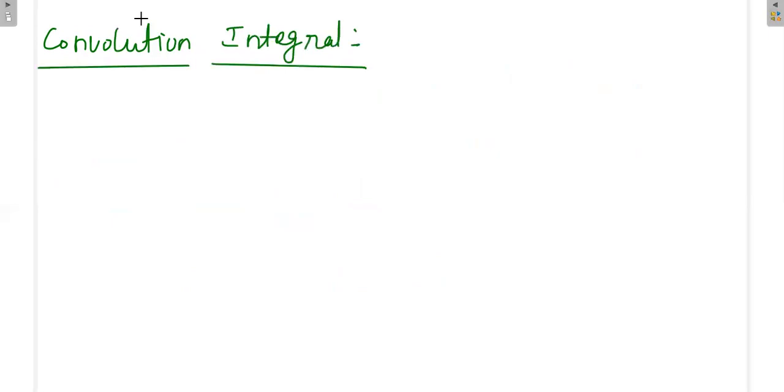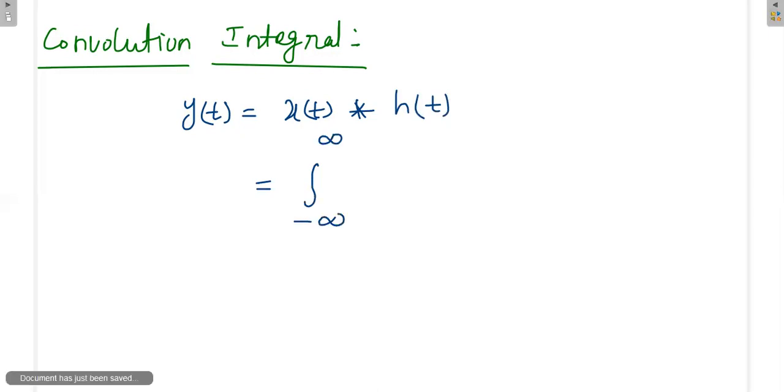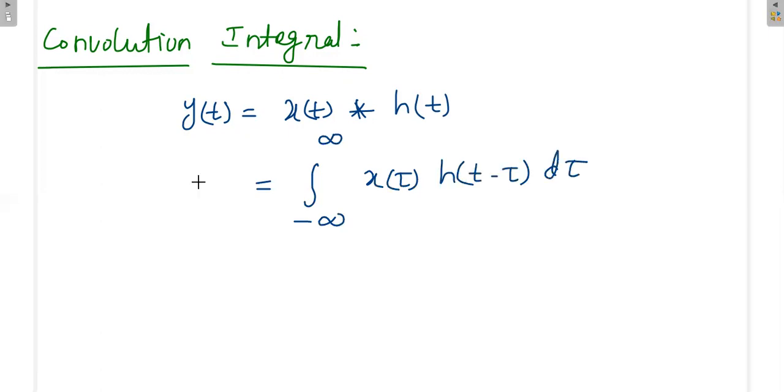Okay, so in general, the output response is equal to the input signal convolved with h of t. Then the formula is the integral from minus infinity to plus infinity of x of tau h of t minus tau d tau. Now if you see carefully here, there are two variables. Tau is also a variable, t is also a variable.